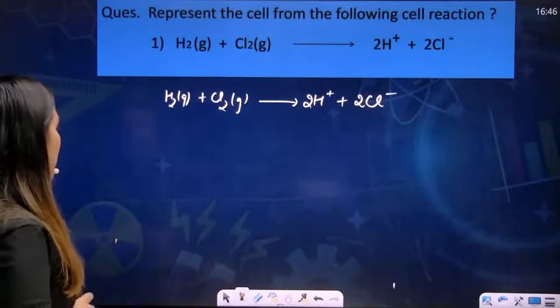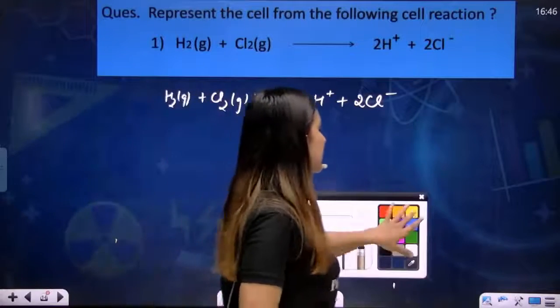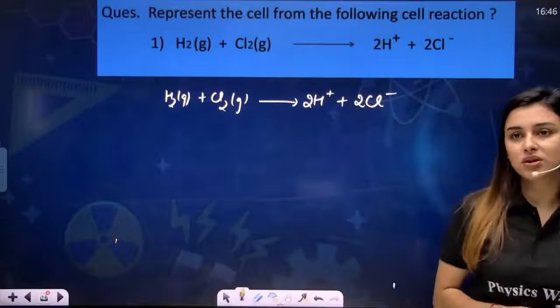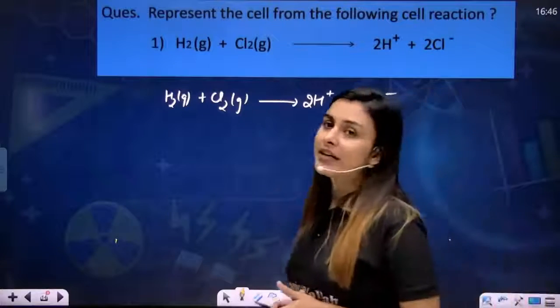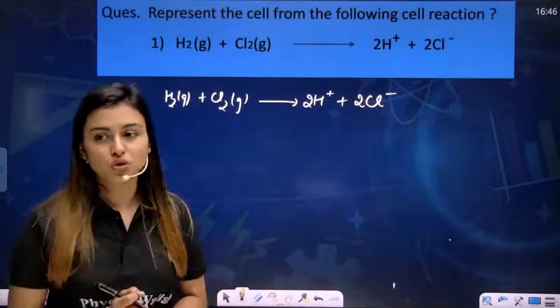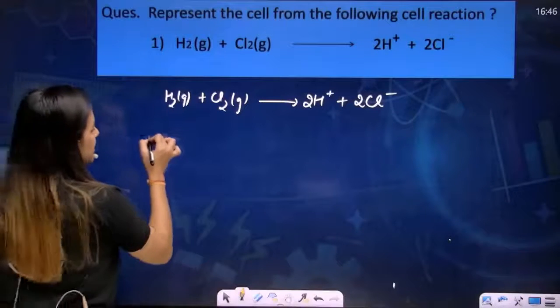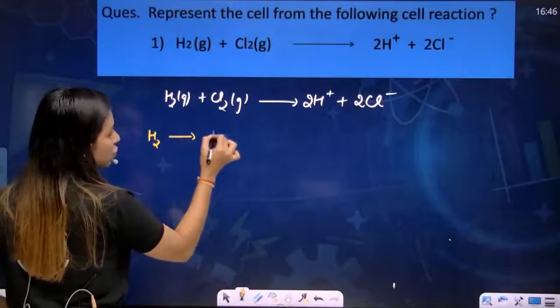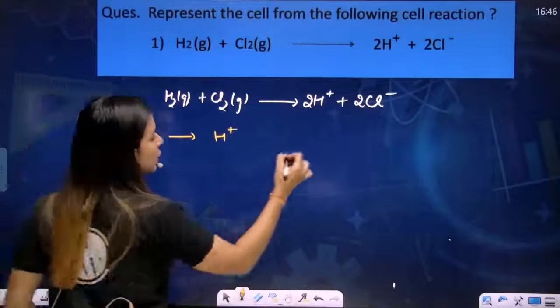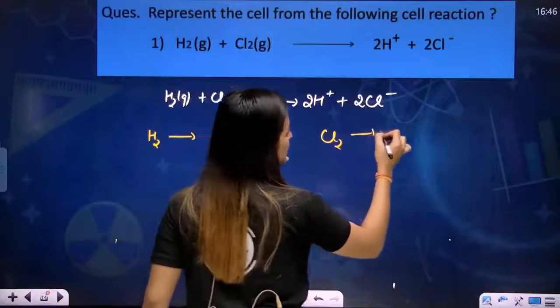I told you that in the net cell reaction you don't have oxidation or reduction separately, you have the complete combination of both. So now, my dear students, we will separate the reactions. You will have H2 to H plus, and then you will have Cl2 to Cl minus.